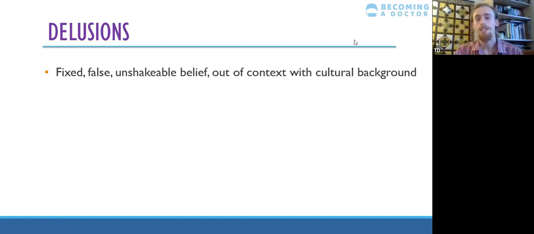It's a fixed, false, unshakable belief out of context with their cultural background. And it's very interesting if you want to really debate what constitutes a delusion. Fundamentally, the classic one is someone who suddenly believes that their neighbours are trying to poison them, or that someone is trying to harm them. That's a classic delusion.